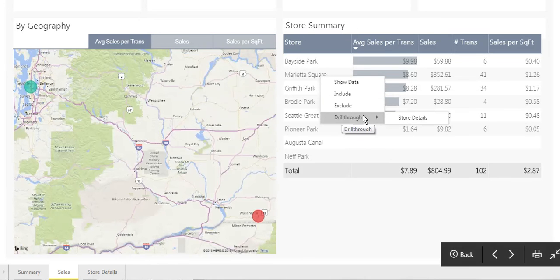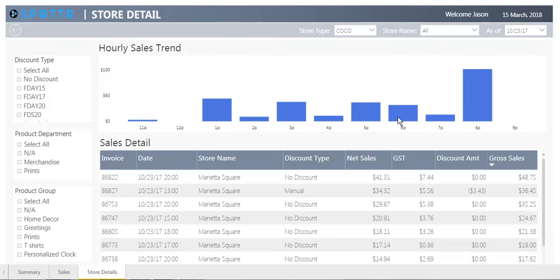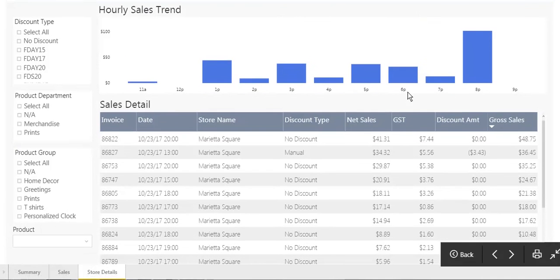To view the store detail report, you can right click on that particular store. This is the store detail report, which shows the graph with the hourly sales trend, and the grid below shows the transaction level information. This grid can be filtered based on the selections made.